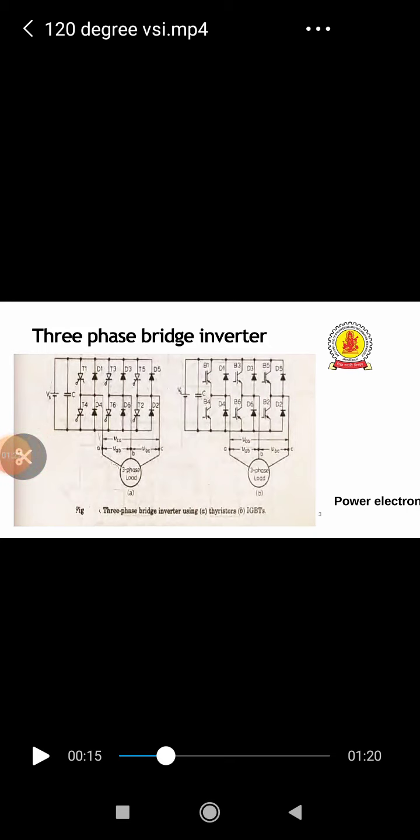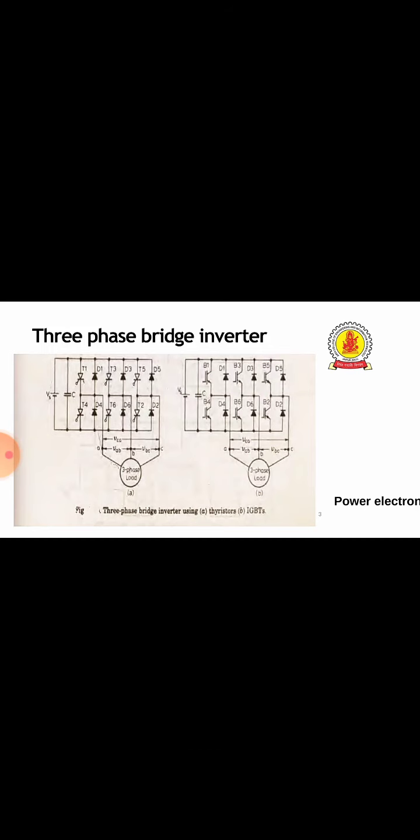This is the 3-phase bridge inverter using thyristor and IGBT. This diagram is the same for the 180-degree mode and 120-degree mode. In the previous PPT and video lecture we already discussed this 3-phase inverter. There are 6 thyristors and 6 anti-parallel diodes. Diodes work as a path for the DC current when the supply is not available, and we replace the thyristor by IGBT in modern power electronics.